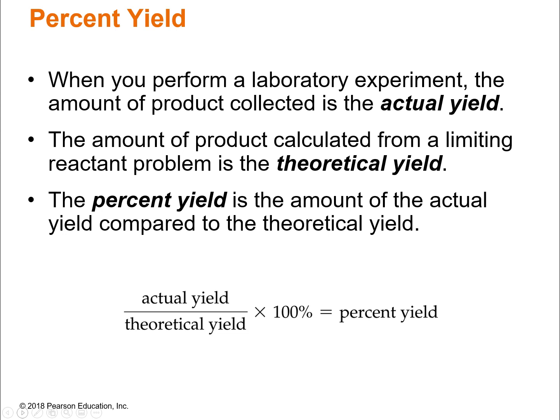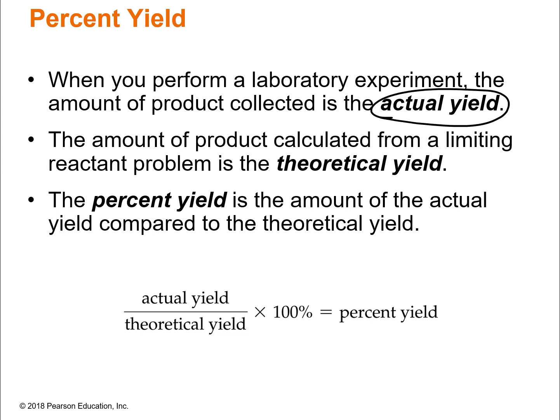Now, I alluded at the beginning when I was talking about the law of conservation of mass that we don't always make 100% of what we're supposed to make. And that's because maybe you didn't scrape all of one thing out when you were getting it out of one reaction vessel to put into another. There are so many different reasons why. You could have tripped and dropped some. It happens. So when you perform a laboratory experiment, the amount of product that you actually collect is called the actual yield. That's real world stuff.